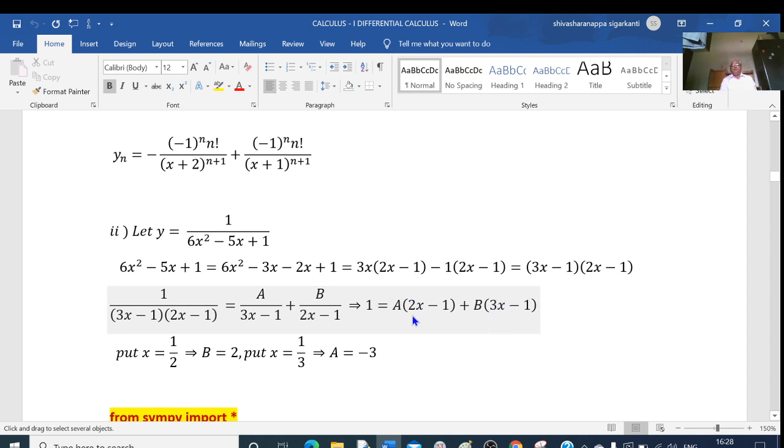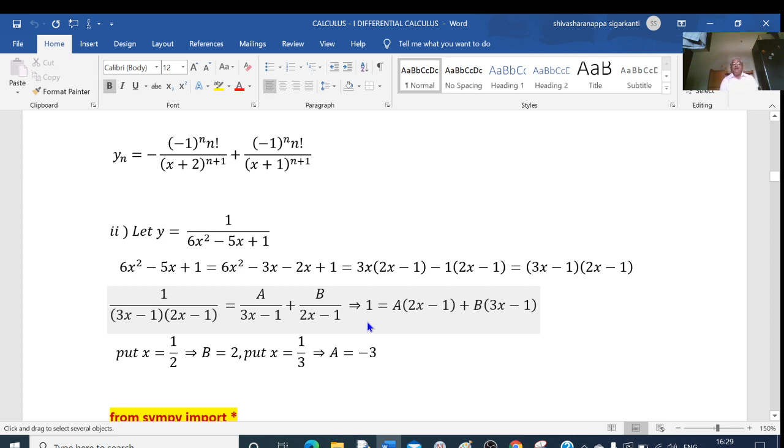For that, I have to put some convenient values to x. Here, this bracket becomes 0 if this becomes 1, means I have to put x equal to 1 by 2. So, put x equal to 1 by 2. Then this becomes 0. Here I am putting x is equal to 1 by 2. This becomes 3 by 2 minus 1. 3 by 2 minus 1 is 1 by 2. So 1 equal to b by 2 or b equal to 2.